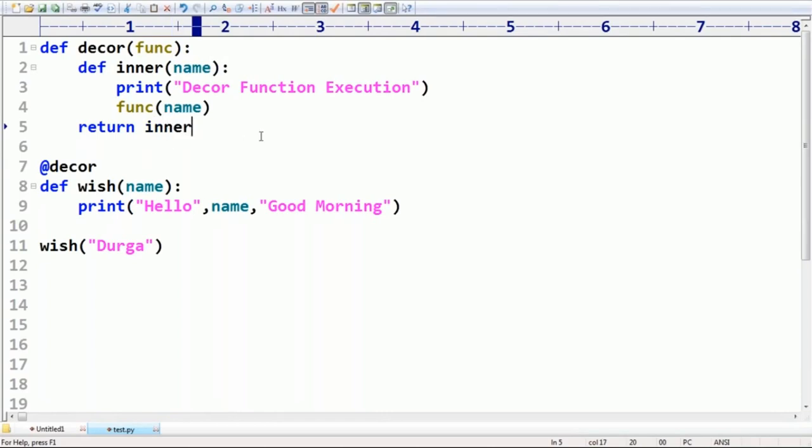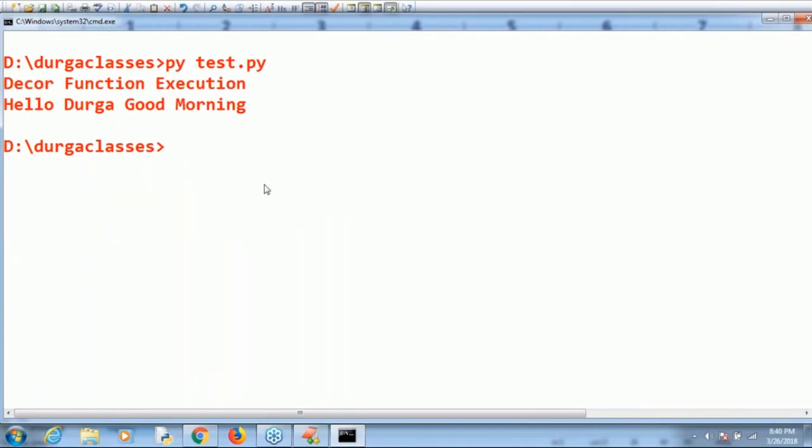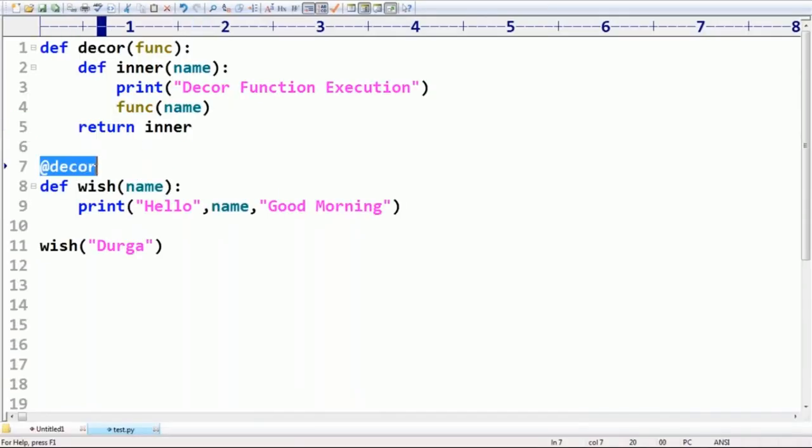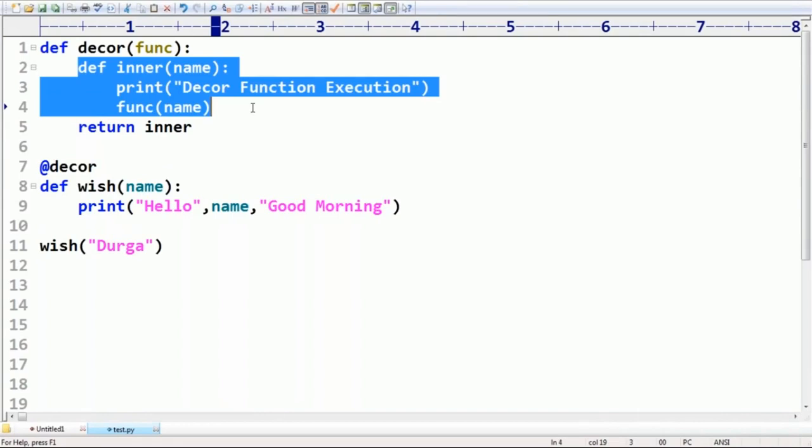So return inner. Now have a look once, sir. Decor function execution. Hello, Durga. Good morning. Like this. Everyone be aware, sir, because of this decor, whenever you are calling wish, internally it is going to call this one. Correct, right? So that's why, what is the output by default? We are going to get decor function execution followed by the function output.